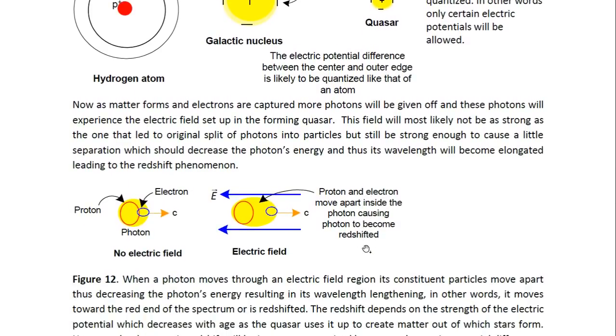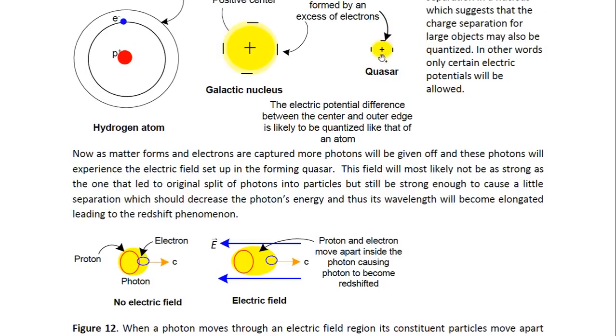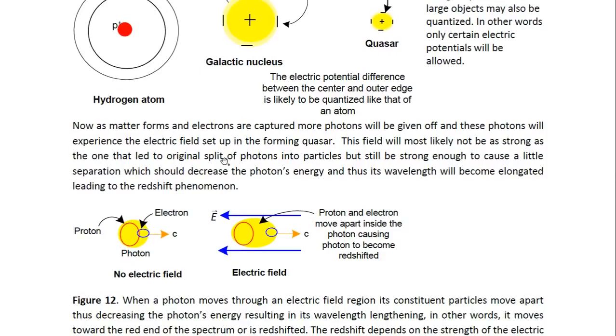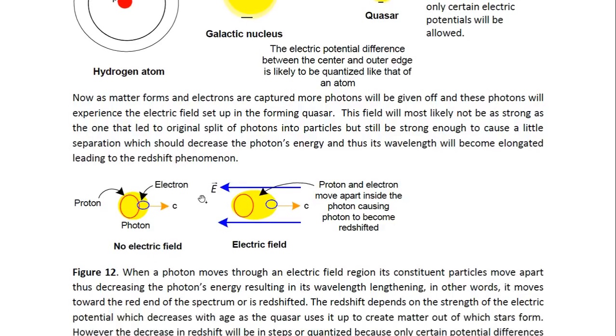Now, as matter forms and electrons are captured, more photons will be given off, and these photons will experience the electric field set up in the forming quasar. This field is generated by the separation of charge. Now, this field would most likely not be as strong as the one that led to the original split of photons into particles, but still be strong enough to cause a little separation, which should decrease the photon's energy and thus its wavelength. And that means its wavelength will become elongated, leading to the redshift phenomena.